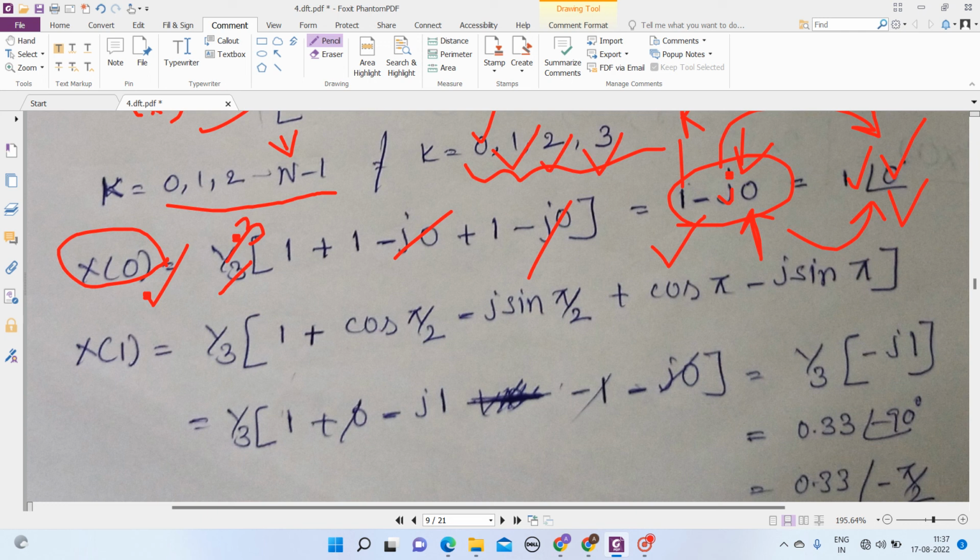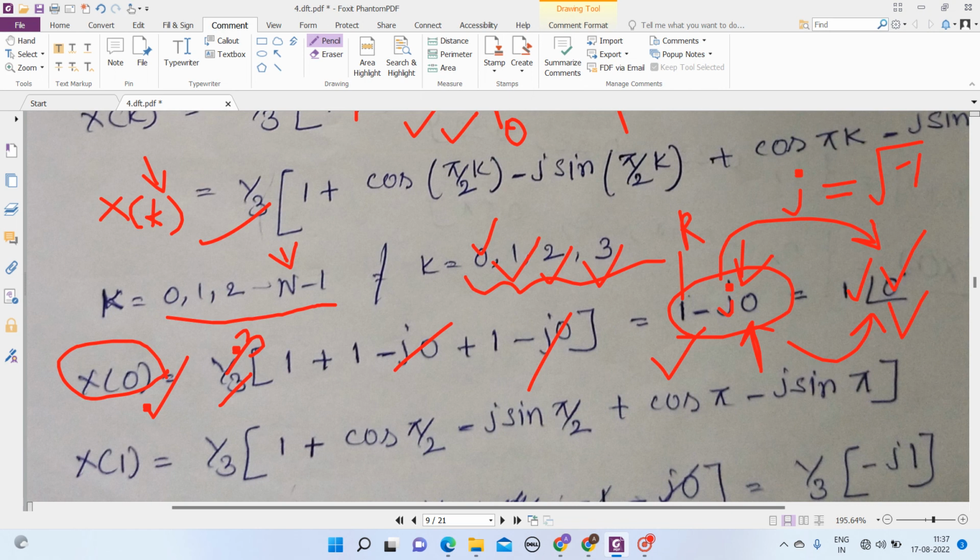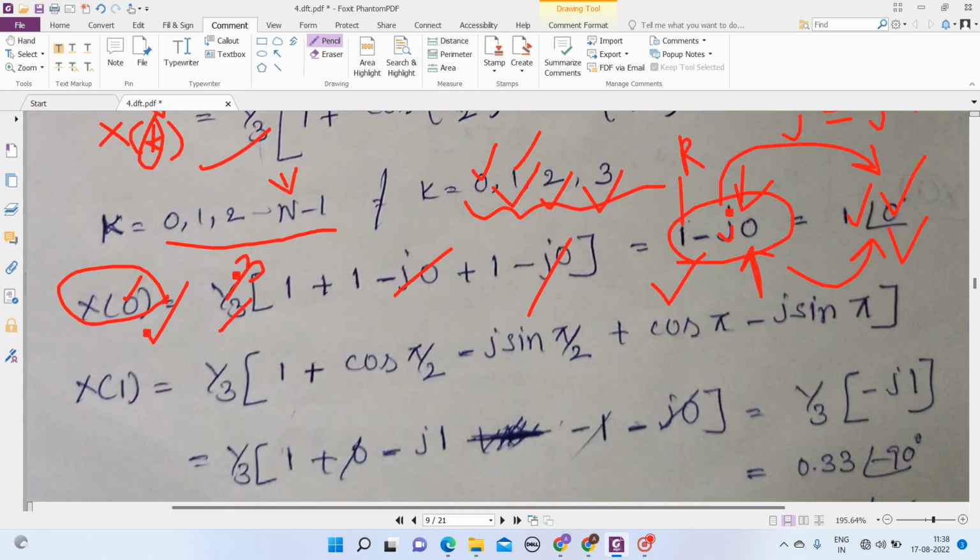Here 1 by 3 is the common value. Put the value of k as 1. After calculating the value for k equal to 0, you have to substitute the value of 1. So in this equation, here also you have to put 1. Initially we substituted the value of k as 0. Now we have to substitute the value of k as 1. Thereafter you will get this equation.